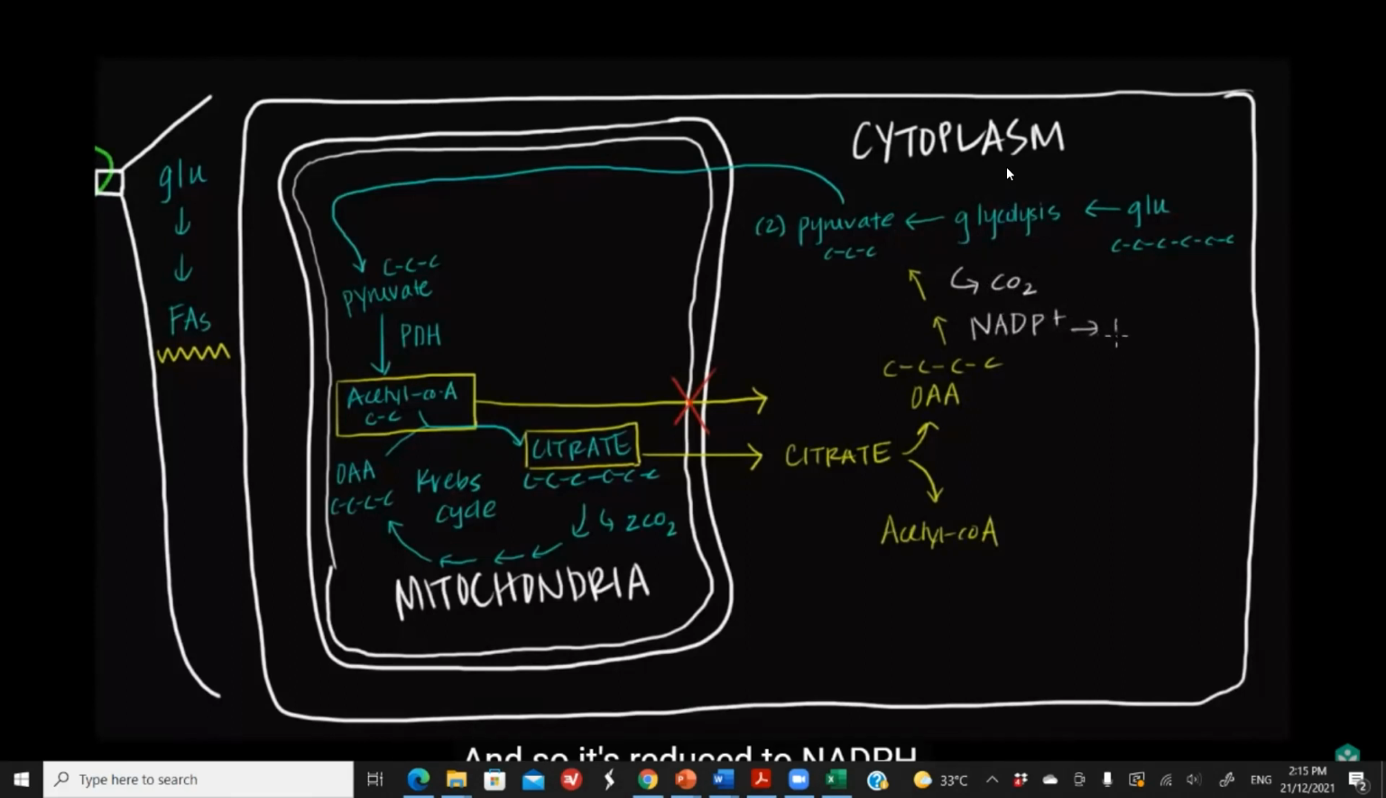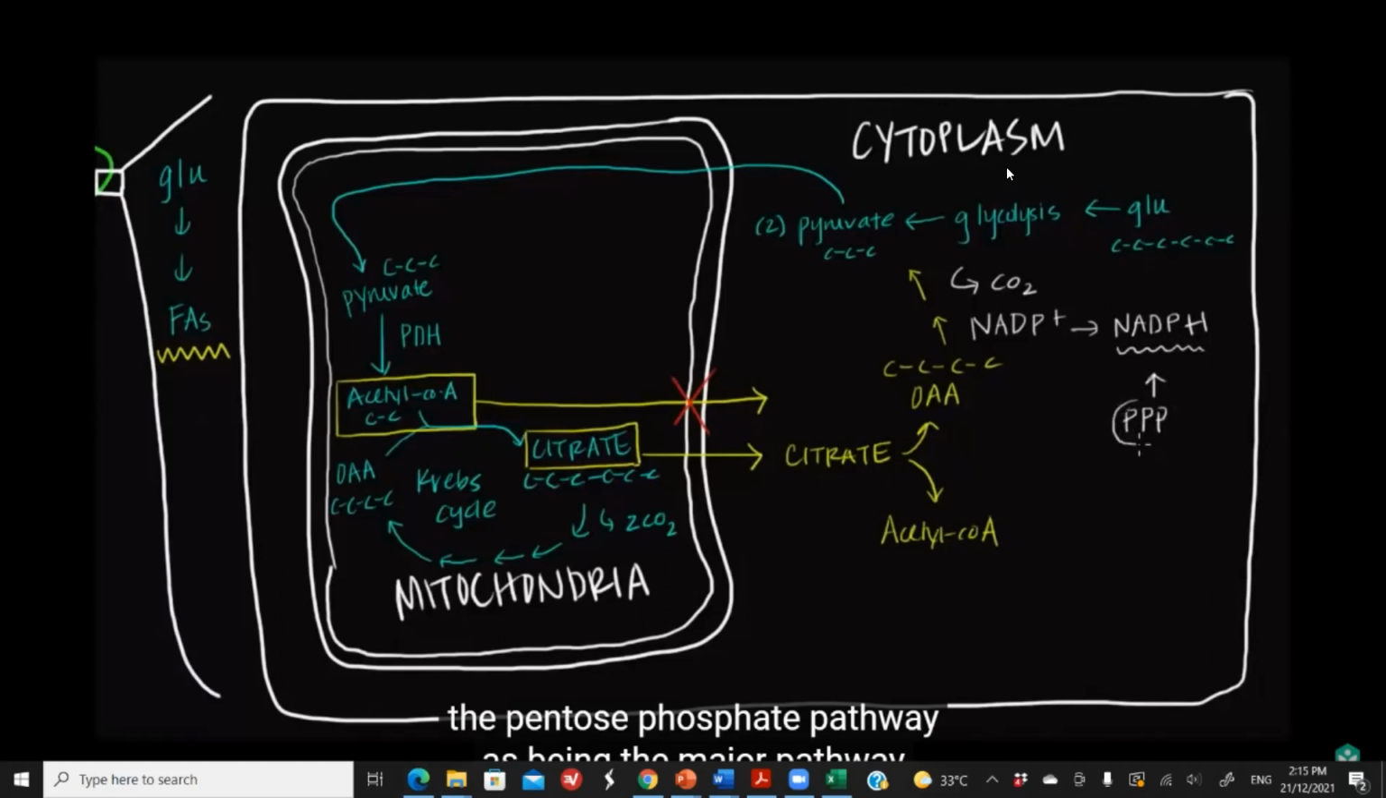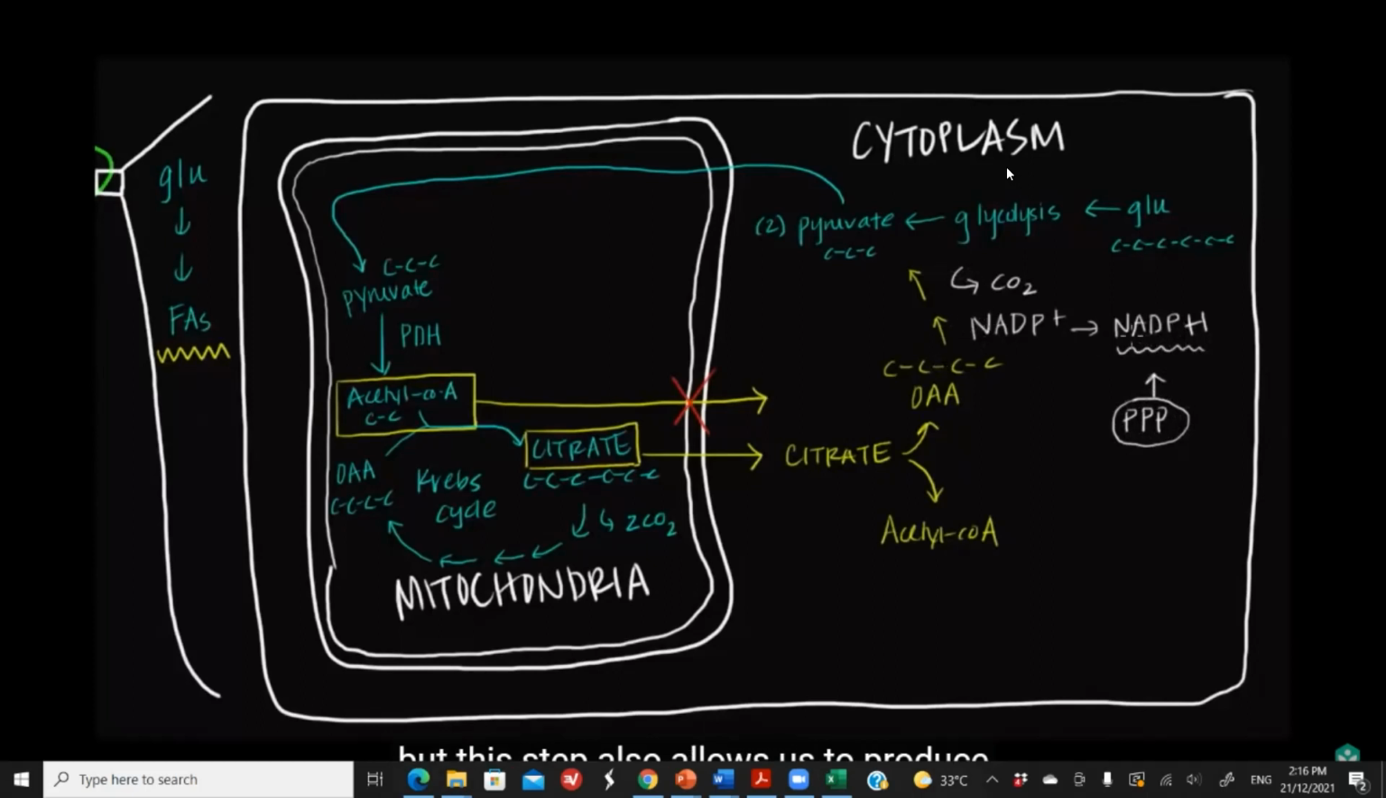And so it's reduced to NADPH. And you may recall that you've seen NADPH also as a product of the pentose phosphate pathway. And of course, we normally think about the pentose phosphate pathway being the major pathway for the production of NADPH, but this step also allows us to produce a molecule of NADPH as well.